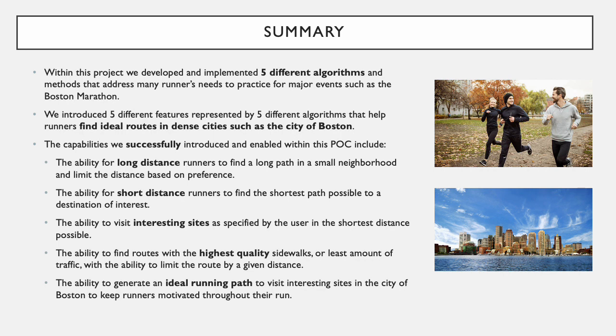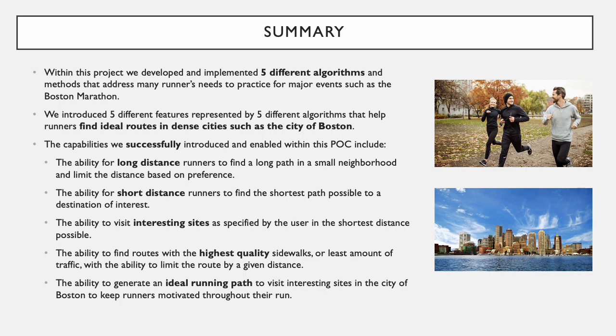To summarize our project, within this proof of concept, we developed and implemented 5 different algorithms and methods that addressed many different runners' needs within the confines of our particular use case. We introduced 5 features represented by 5 algorithms over the course of 5 methods that helped runners find ideal routes in dense cities such as Boston. The capabilities that we successfully introduced into this proof of concept included the following.